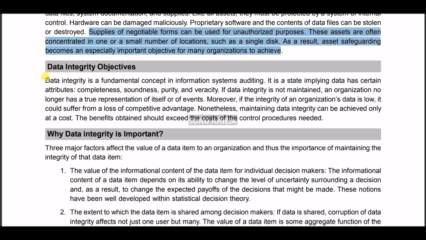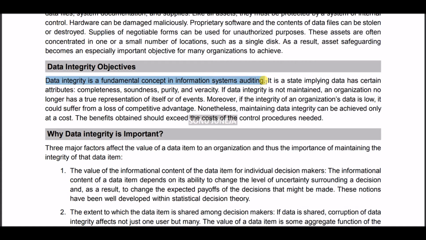Now you have the data integrity objectives. Data integrity is a fundamental concept in information system auditing. It is the state implying data has certain attributes: completeness, soundness, purity, and veracity. If data integrity is not maintained, an organization no longer has a true representation of itself or events. Moreover, if the integrity of the organization's data is low, it could suffer loss of competitive advantage, because if the other people in the competition get to know the data you own, things can go against the business, which will not be in a positive way for sure.